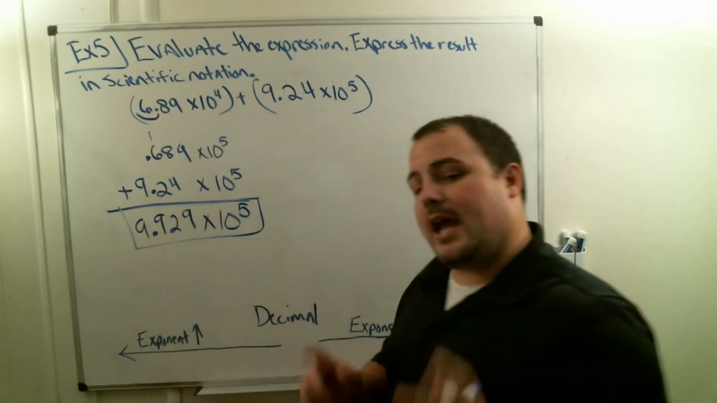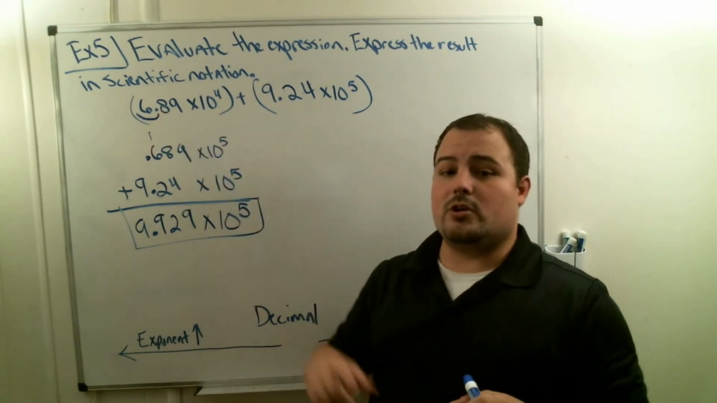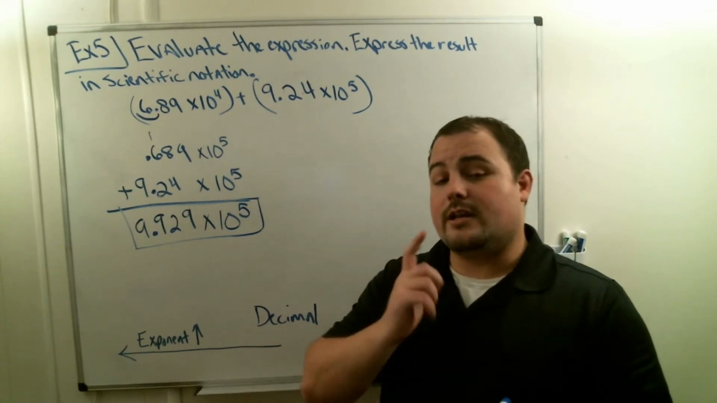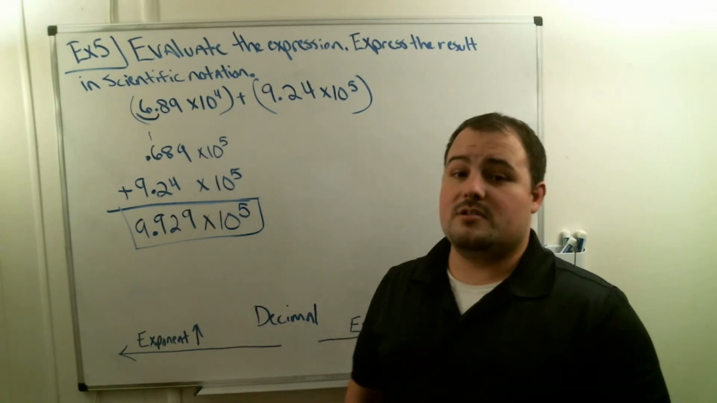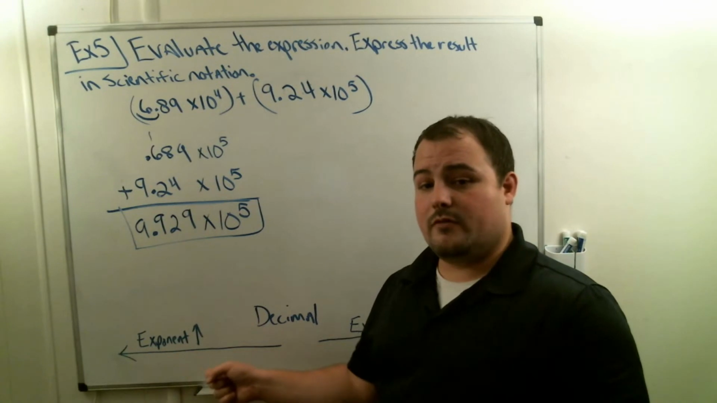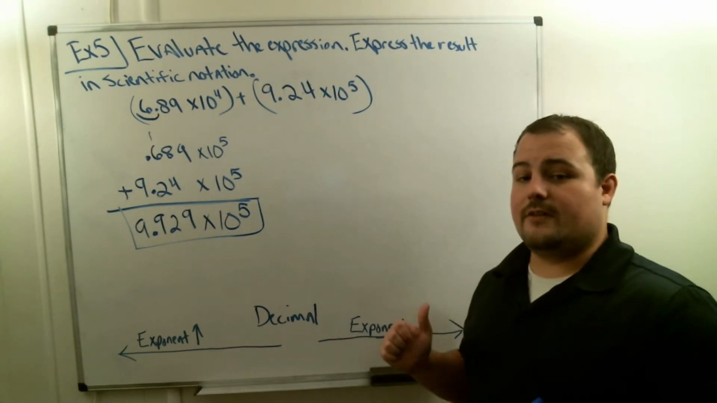And we were able to add those two numbers because before we added, we actually made the exponents become exactly the same, and then we added our numbers. Again, you cannot add numbers unless the exponents are the same. So it's your job to make them the same. If you want to make the exponent go up to become the same, move the decimal to the left. If you want to make the exponent go down to be the same, move it to the right.